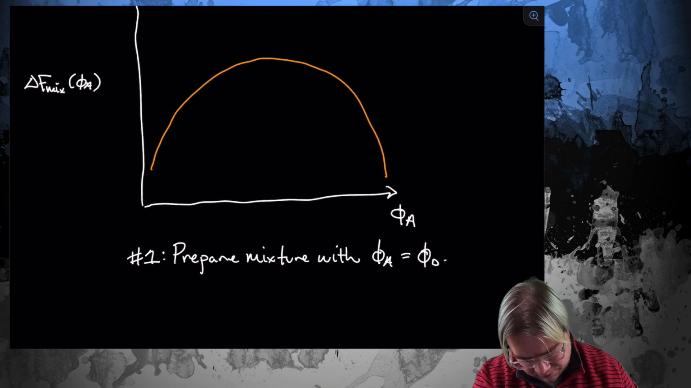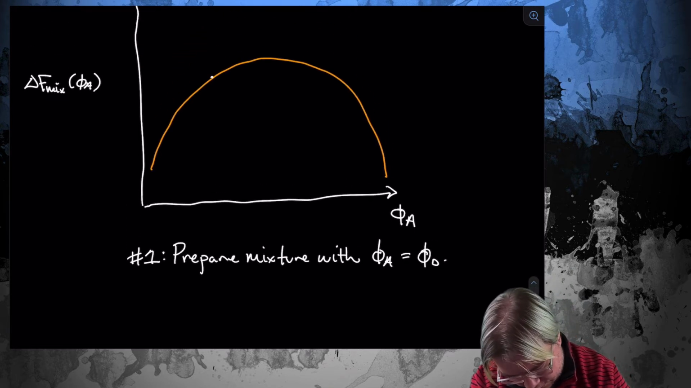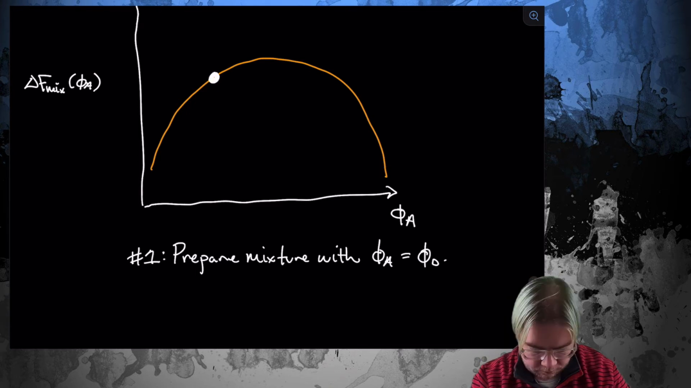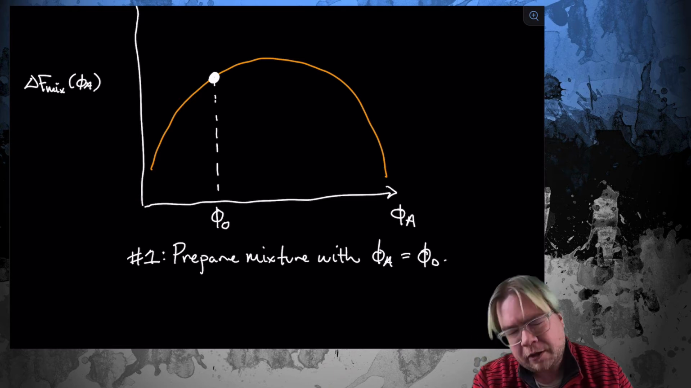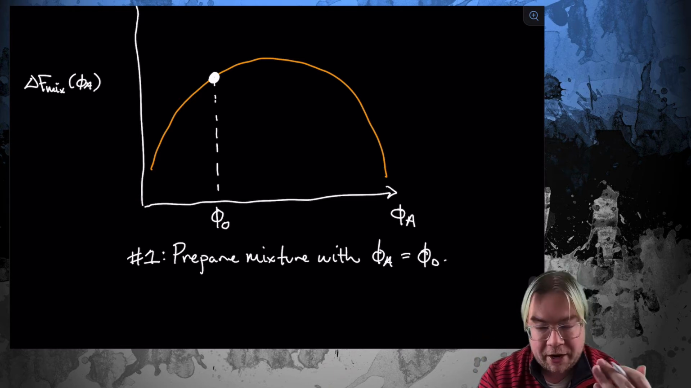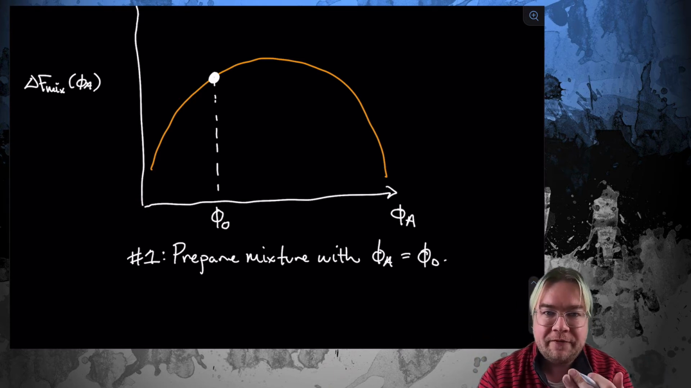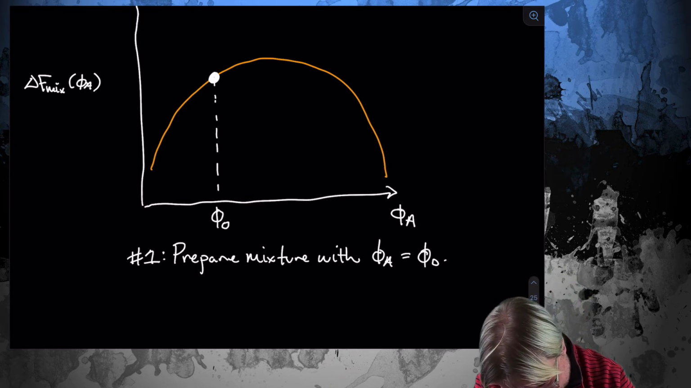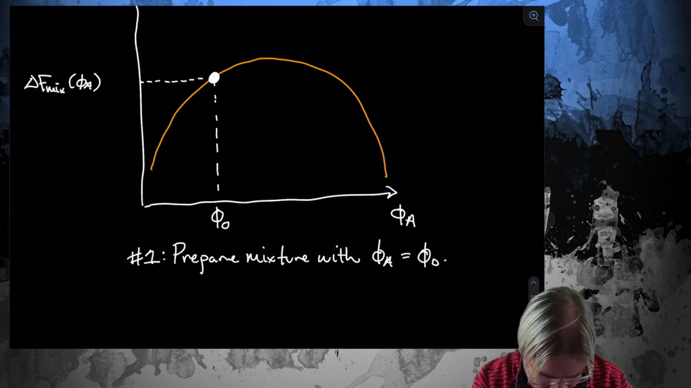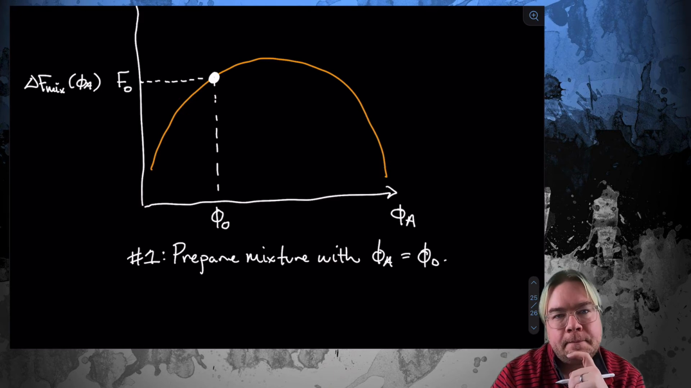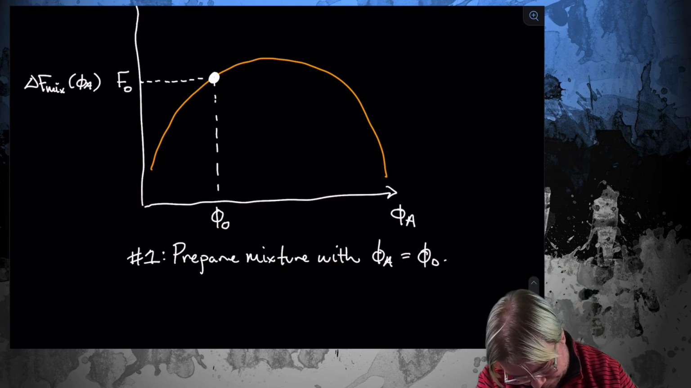Now, in terms of this graph, that will look something like this. Right here is the mixture that I make. If I trace this down to the axis, the amount of A that I have in my system is going to be phi 0. And then I can go over to the y-axis, and the free energy of this mixture will be F0. That's my initial free energy. Okay, so that's the first thing.